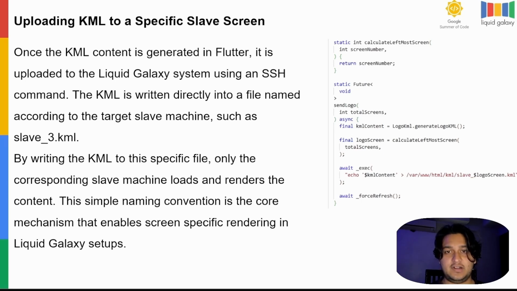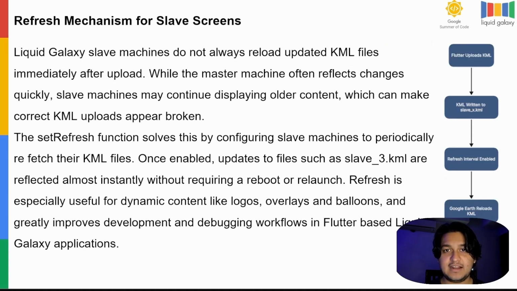From this point onward, Flutter's role is essentially finished, and whether the KML content appears correctly or not depends entirely on how Liquid Galaxy processes the KML. This slide addresses one of the most confusing issues when working with Liquid Galaxy for the first time. Even after uploading the correct KML, the slave machine does not always reload the updated file immediately. What makes this tricky is that the master machine often reflects the changes quickly, giving the impression that everything is working fine, while the slave machine continues to show the older content.